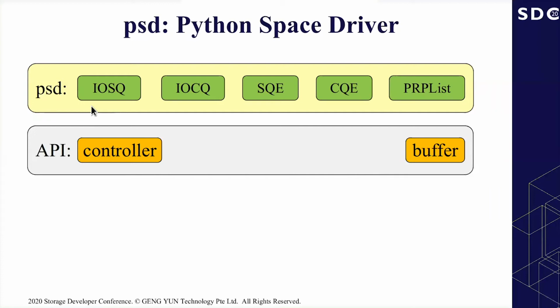We can build IOSQ, IOCQ, SQE, which is SQ entry, CQE, which is CQ entry, and PRP and PRP list in physical memory. In this way, we can implement IO tests without any limitations from SPDK. It makes Pynvme extensible to cover as many details as possible.